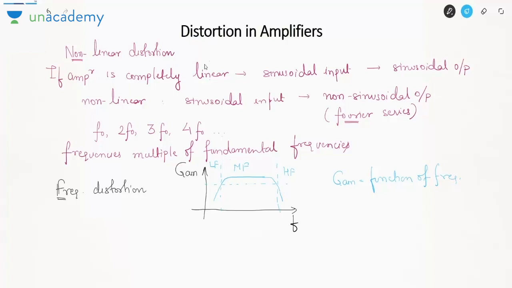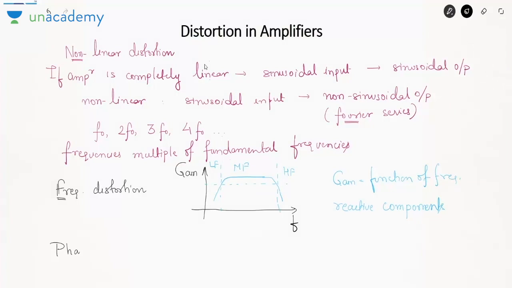Why does this happen? It happens due to capacitors or in general reactive components. Reactive components means the components whose value depends on frequency. So whichever component is a function of frequency, like a capacitor, 1 by omega C, or an inductor, omega L, that will change the gain based on frequency. So this type of distortion is called frequency distortion.